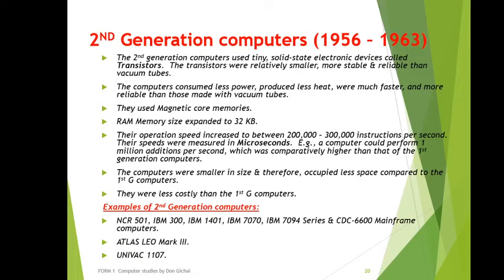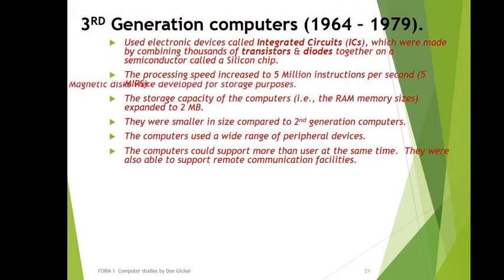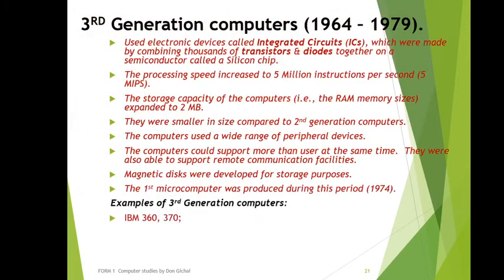Examples: we had UNIVAC 1107. We had Atlas, Ferranti Mark III. And the others, the IBM 1401, IBM 7070. Those ones, you need to read and read and read about them. Then from there, we can proceed to the third generation of computers. We are still going on. And therefore, these ones used integrated circuits.